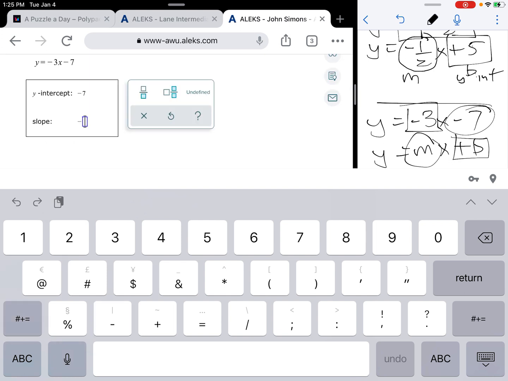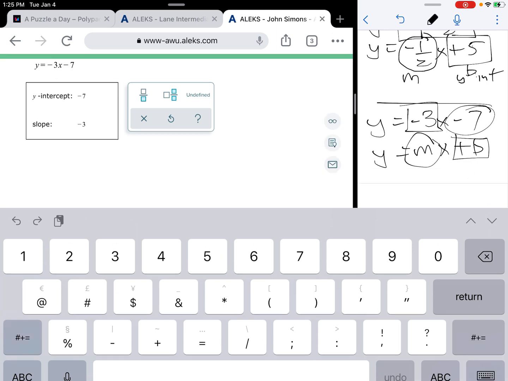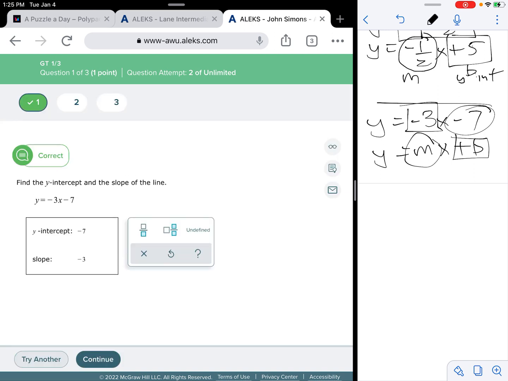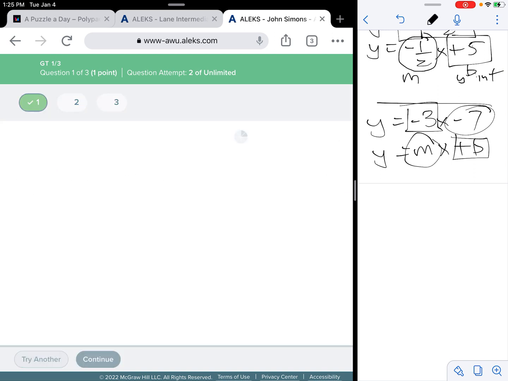And remember, it's rise over run. So that means it goes down 3 and over 1, right? We always think of it as a fraction. Negative 3 is our slope. Let's check that. Yeah, let's do another one.